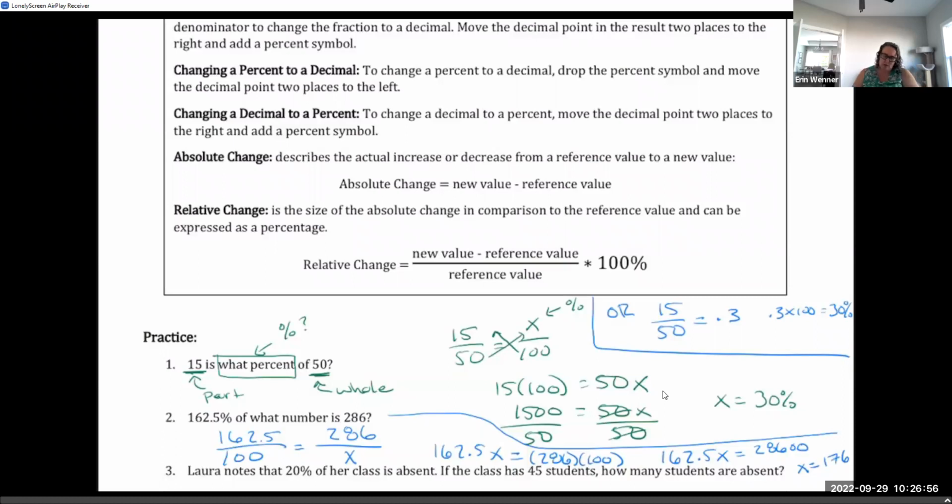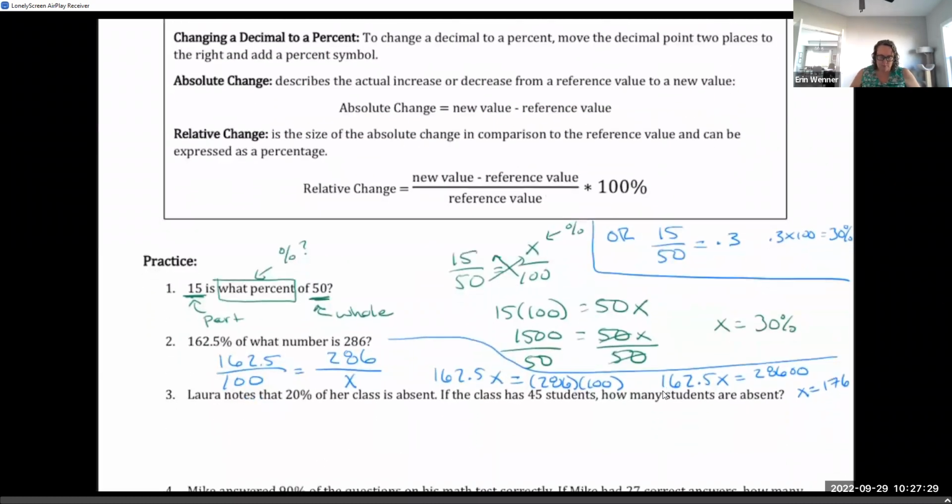176. So again, going back to the original question, what were they even asking? Well, they're saying that 286 is 162.5% of 176. So 176 would be that starting value that we find the percent of. Again, the reason that 286 is bigger than 176 is because we were looking for an amount that's more than 100%, and therefore it is larger.